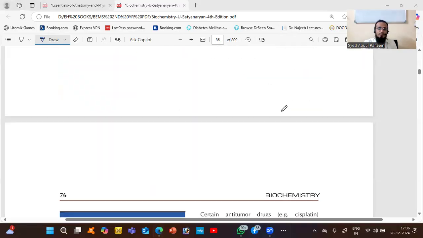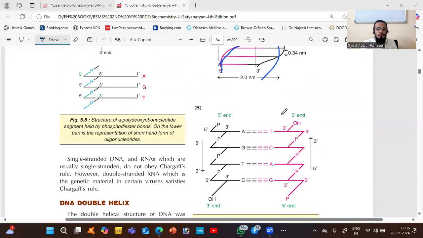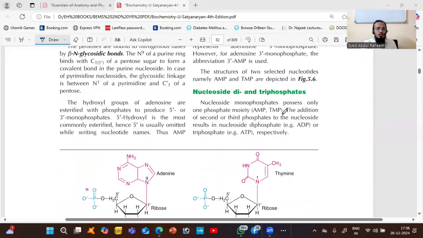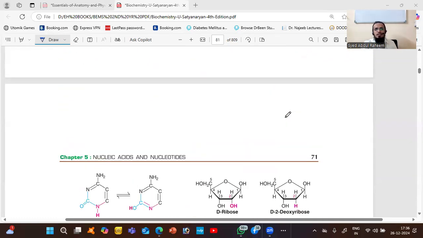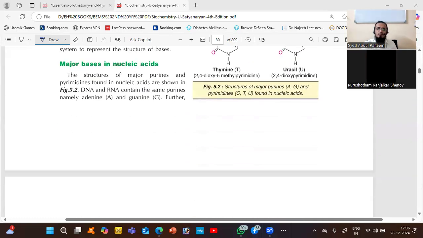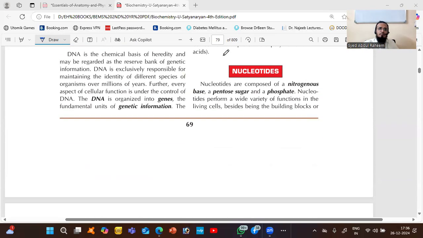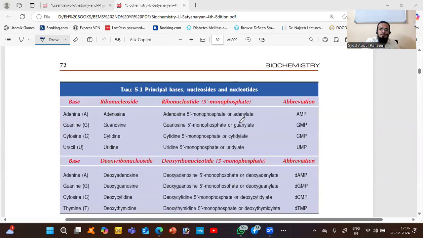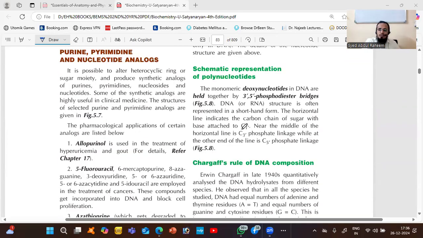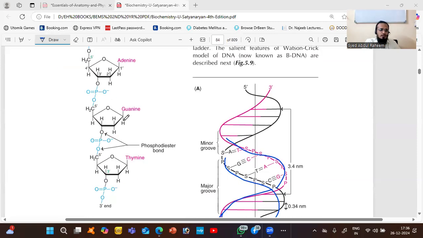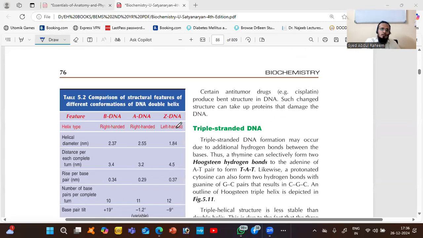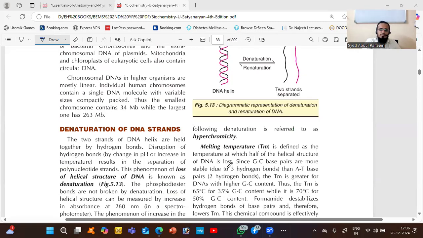So I hope you understood nucleic acid and nucleotides, just in short, but we are not going in depth, because we only take what we require, not at a deeper level. If anyone wants to study further, they can go through this PDF and all the teachings.